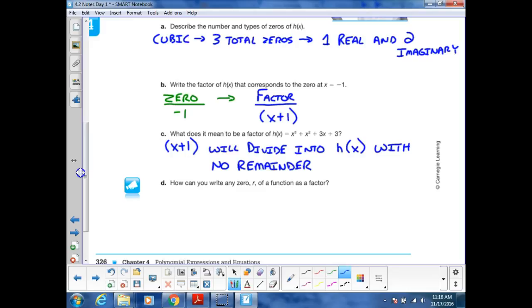How can we write any zero r of a function? So if r is my zero, what's my factor? X minus r.